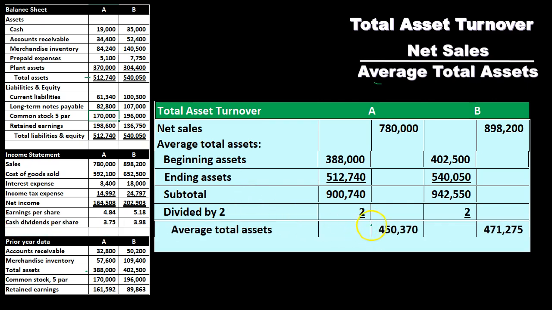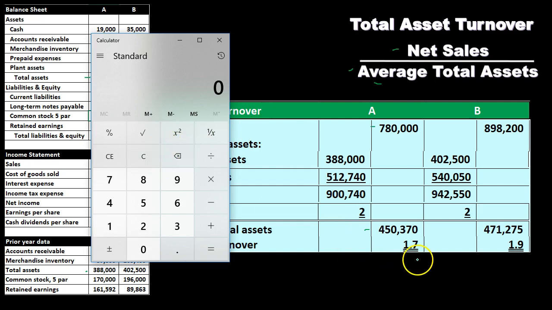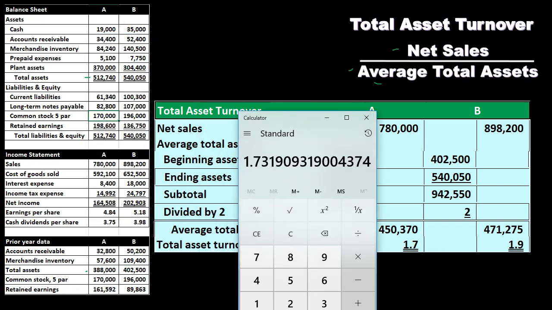I'm pulling the average now out to the outer column so that now we can compare what this actual ratio is, which is the net sales divided by the average total assets. And then we get our numbers. And remember, you have to think about how many decimal points we're breaking this out to. So we got 780,000 divided by 450,370. We broke it out to 1 decimal, which is going to be the 1.7.